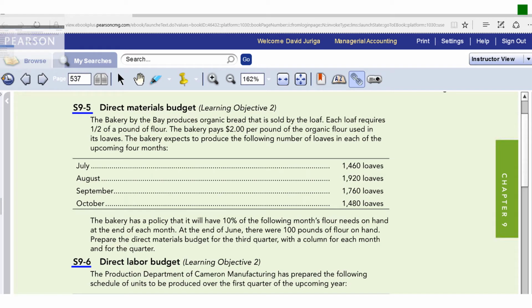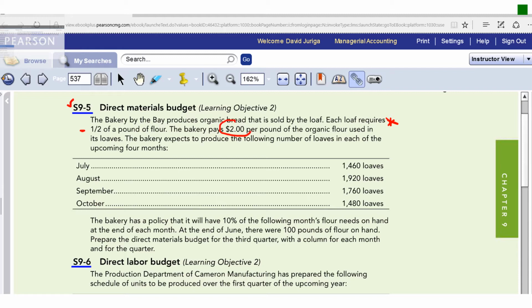Okay, so the next budget we're going to be looking at is the direct materials budget. This is going to be S9-5, and in this problem, it's a company that makes bread, and we're looking at the ingredient of flour. And one of the keys here in the problem is the conversion of how much flour goes into each loaf of bread. And that factor is going to be 1/2 pound. We're going to need that to do our materials budget.